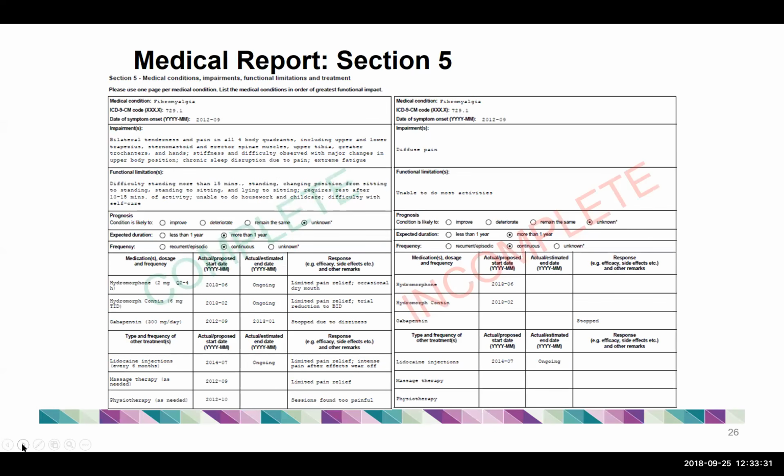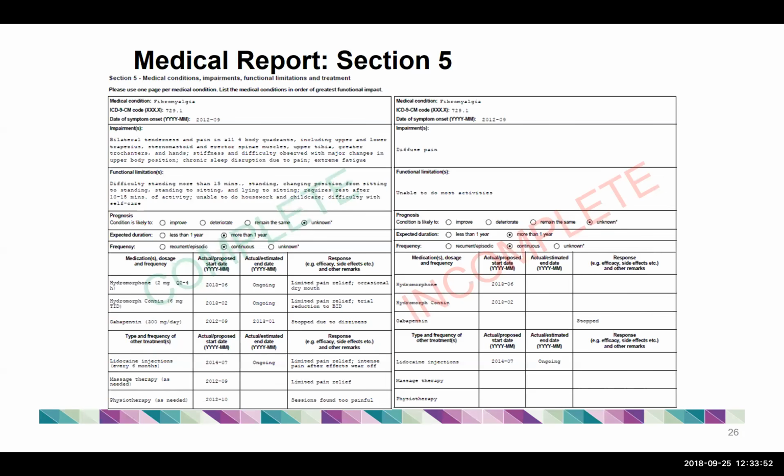So we're going to move forward now into section 5. This is really the meat of the medical report. This is where we're looking for detailed information about the diagnosis, the associated impairments and associated functional limitations, and any treatment plan that's in place.